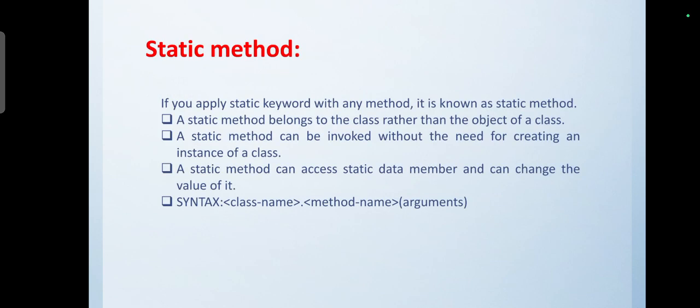Static method. If you apply the static keyword with any method, it is known as a static method. A static method belongs to the class rather than the object of a class. A static method can be invoked without the need for creating an instance of a class. A static method can access static data members and can change their values. Methods can also be declared as static. A static method is associated with the class rather than the instances. Static methods are also called class members.